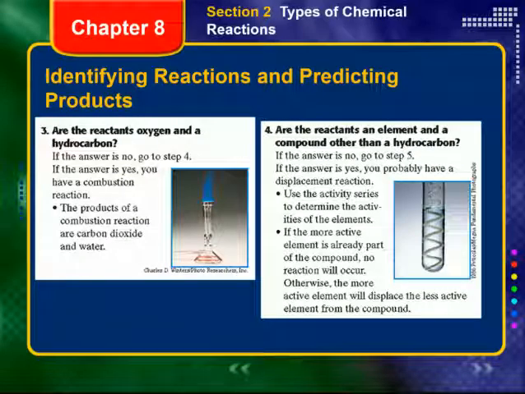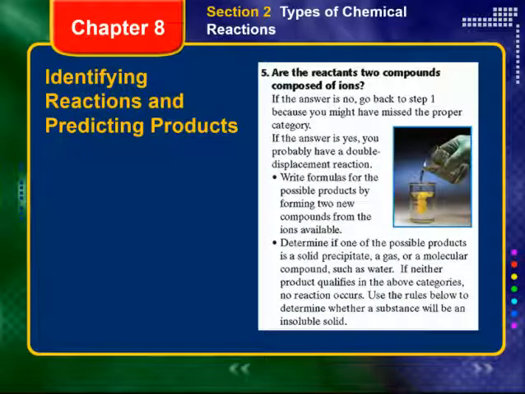Ask yourself, are the reactants oxygen and a hydrocarbon? Then you're looking at a combustion reaction. Fourthly, ask yourself, are the reactants an element and a compound other than a hydrocarbon? If yes, you probably have a single displacement reaction. And lastly, are the reactants two compounds composed of ions? Then you probably have a double displacement reaction.